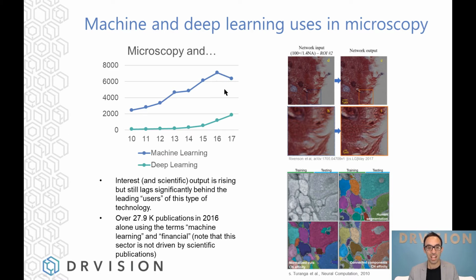In any case, both of them are increasing, but we're still very, very far away from the leaders, which are in the financial market. There, just in 2016, there were almost 28,000 publications in this field, and they don't even publish that much typically. So this is probably an underrepresentation of the use of machine and deep learning in the financial market.